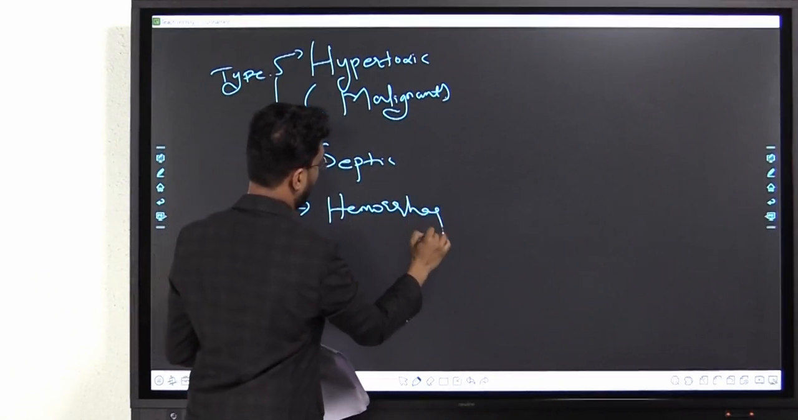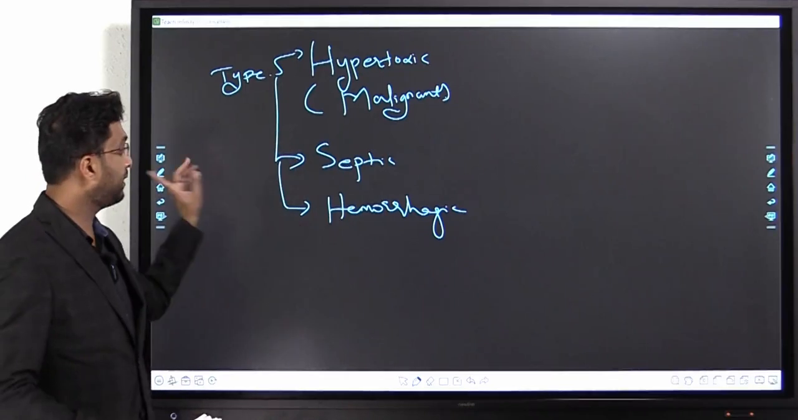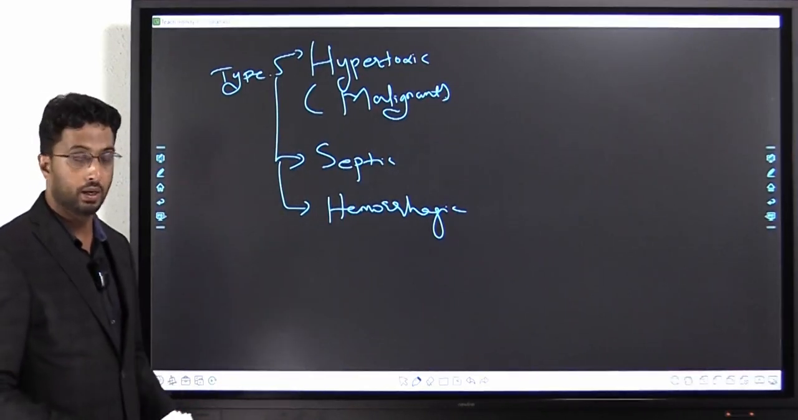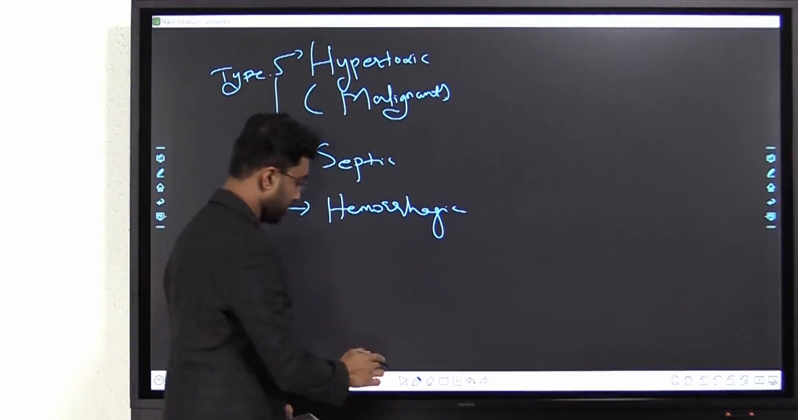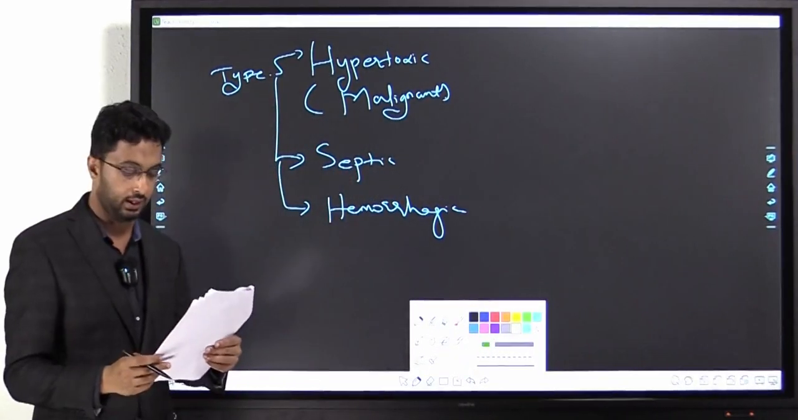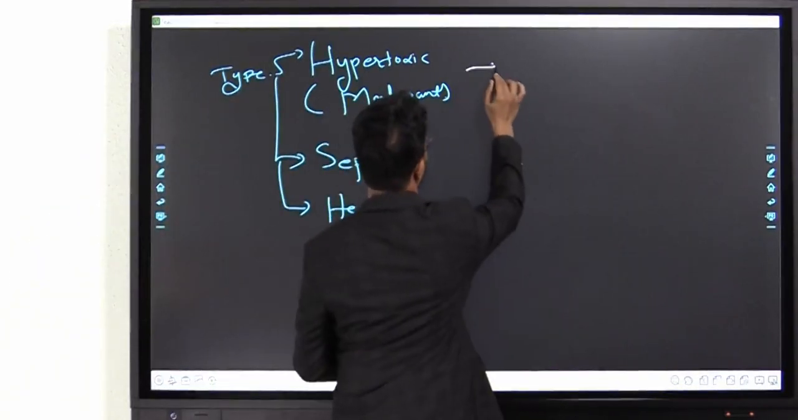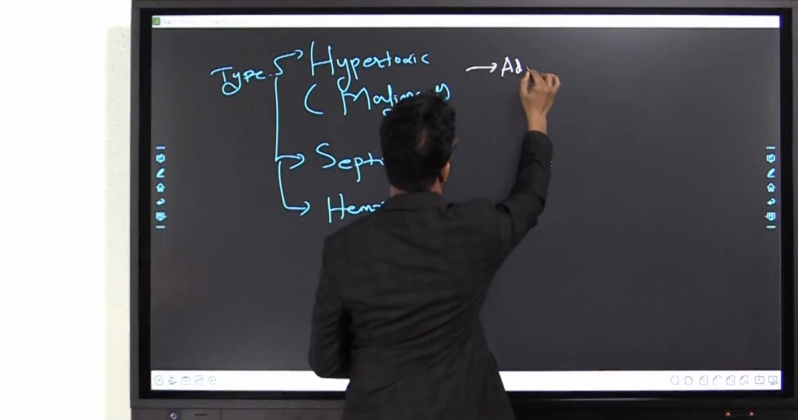Just no other option but to learn it by heart. So it can be hypertoxic or malignant, it can be septic, it can be hemorrhagic. Now, a few features which you have to note here. Hypertoxic, the most dangerous definitely. And the most important manifestation is adenitis, inflammation of the adenoids.